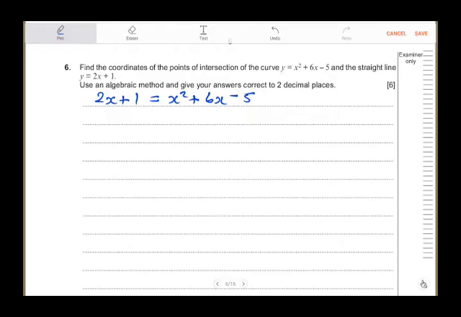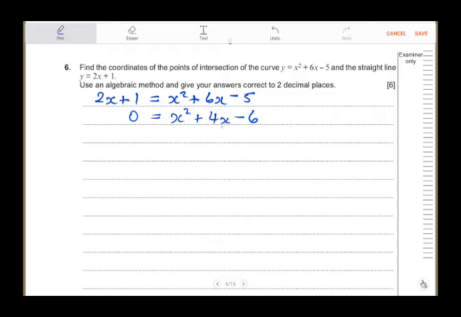1 from my linear. Now I'm going to rearrange this until I have a quadratic equals 0, because we always make them equal to 0 so that we can then solve them. What I need to do is to get rid of this 2x plus 1 to leave behind 0. So on both sides I'm going to subtract 2x plus 1. If I subtract 2x plus 1 from this side, I get 0. If I subtract 2x plus 1 from this side, well, x squared stays x squared. If I take 2x away from 6x, I get 4x. If I take away plus 1 from minus 5, I get minus 6.